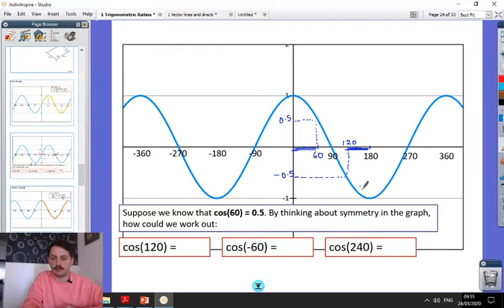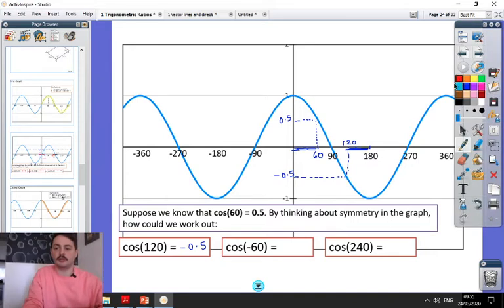So this gap that it's risen from here to here is 0.5, just like this gap that it's fallen from here to here is 0.5. So the cosine of 120 is minus 0.5. Obviously you could type these things in your calculator, but the whole point of this is we're trying to look at the properties of the graph.